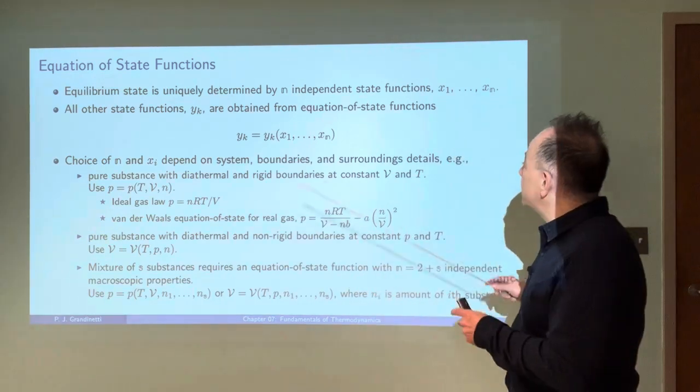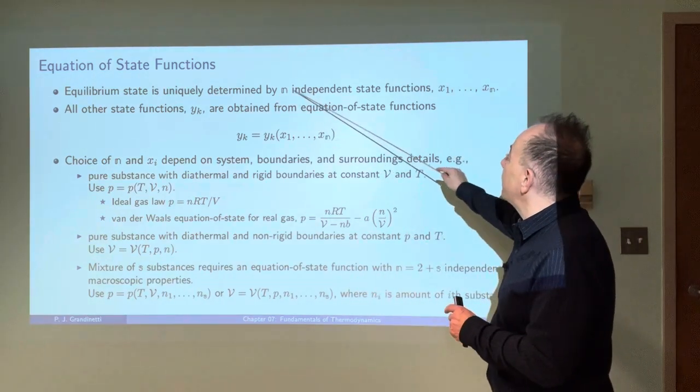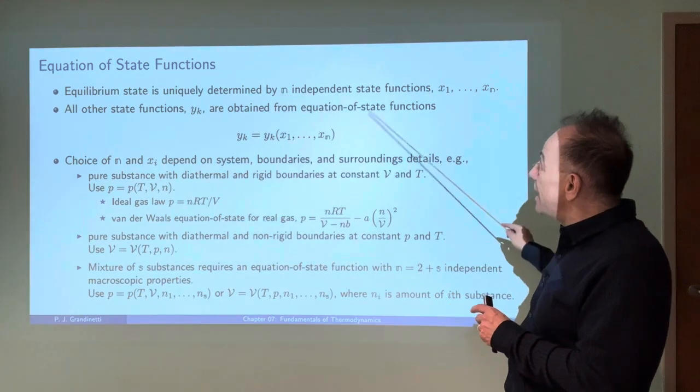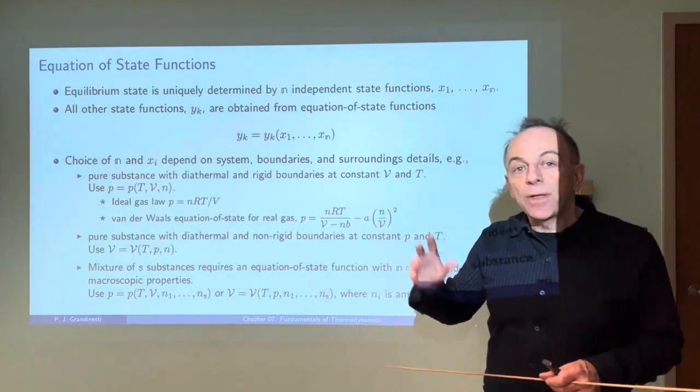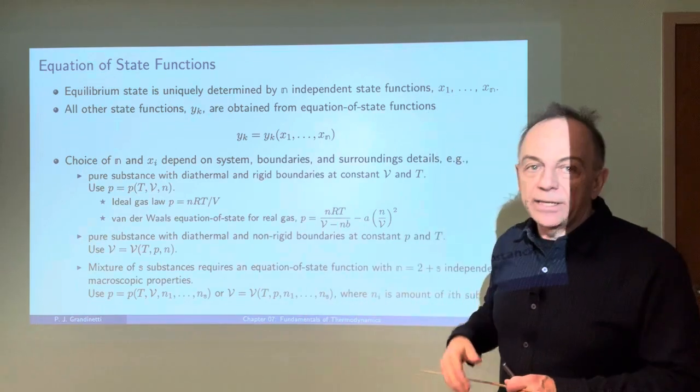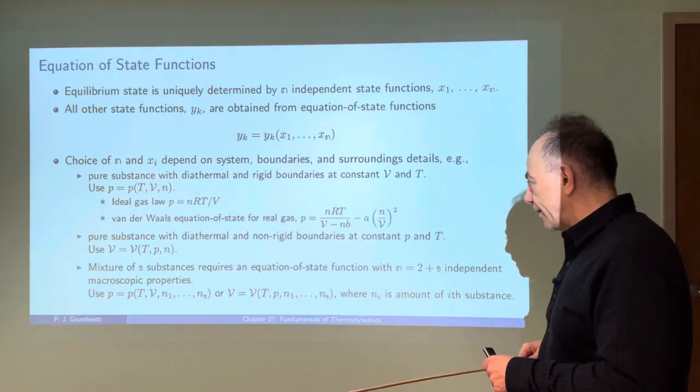But the bottom line is that for a system, there's going to be a set of n independent variables from which you can predict all of the dependent macroscopic equilibrium properties.